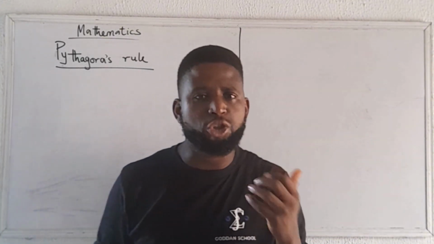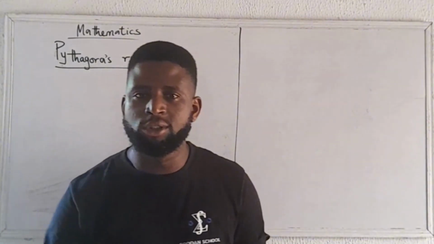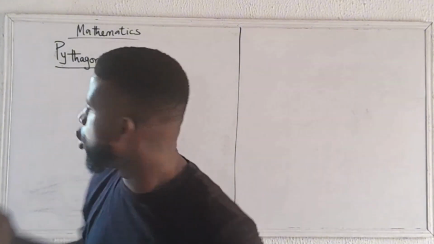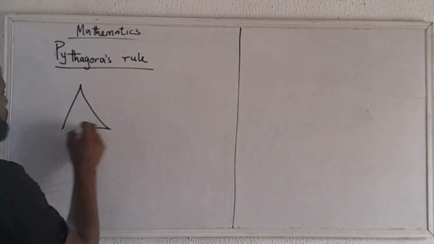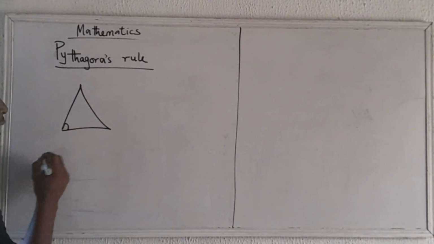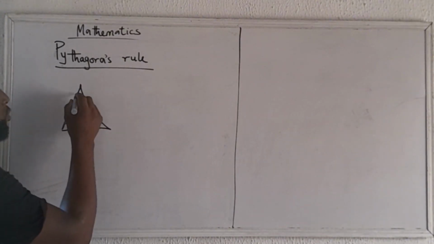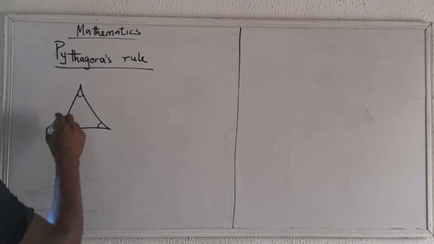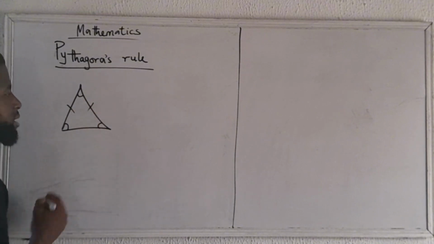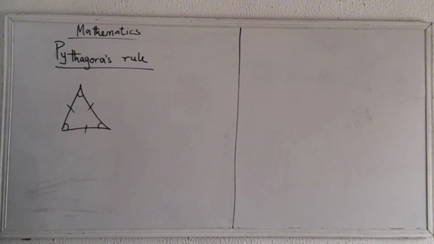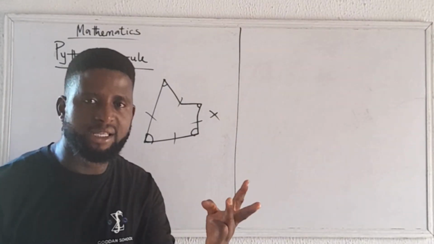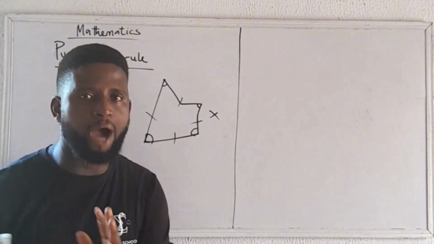So first, a triangle is a polygon with 3 sides and 3 angles. So we have 1 angle, 2 angles, and a 3rd angle. So a triangle has 3 angles. This is the first side, this is another side, and this is another side. So this makes this a triangle. A triangle is a polygon with 3 sides and 3 angles.